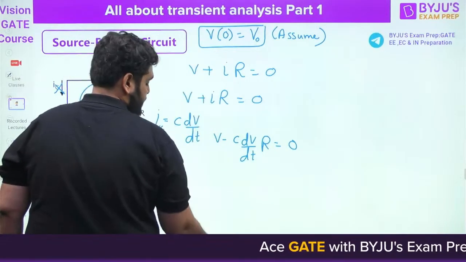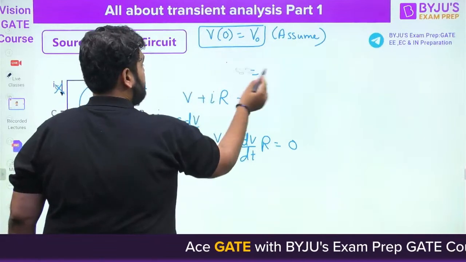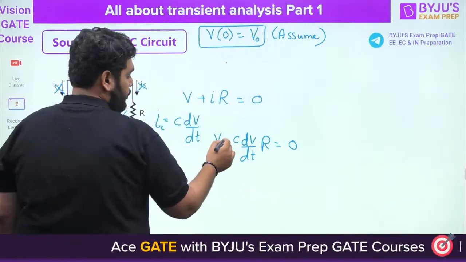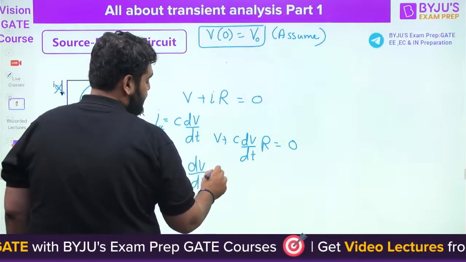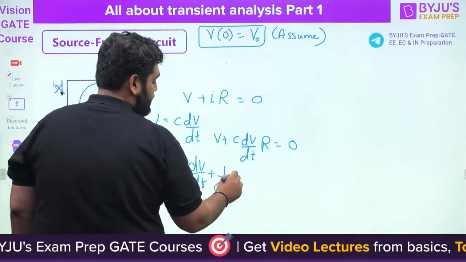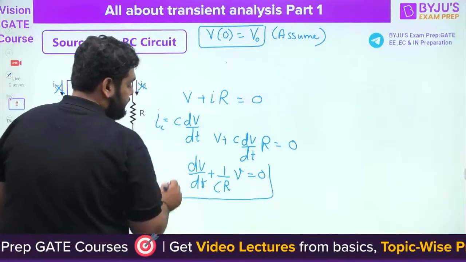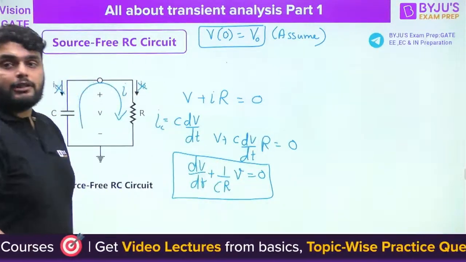It will be V plus IR. We can write this down here. So what will happen here? I can write down dV by dt plus 1 by CR multiplied by V equal to 0. This is the differential equation we got.